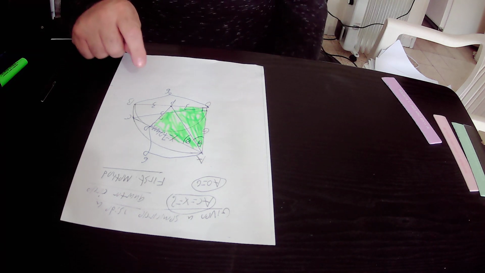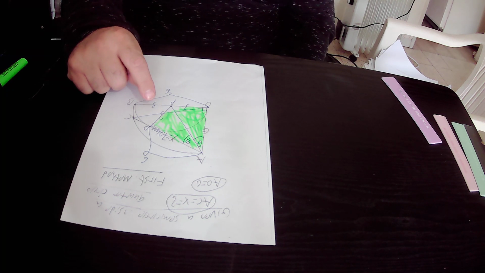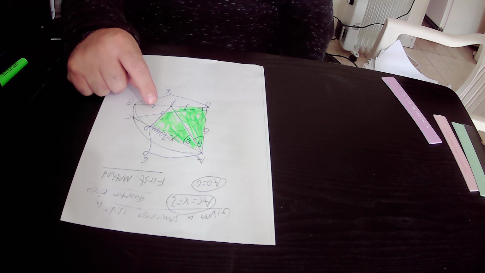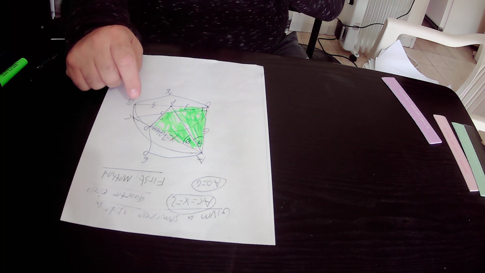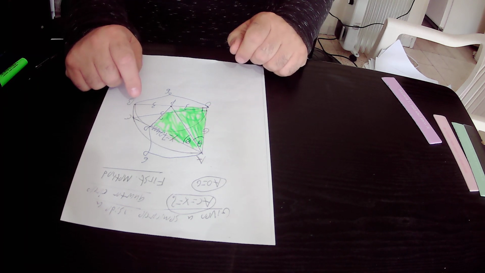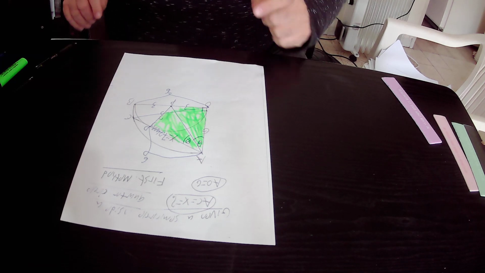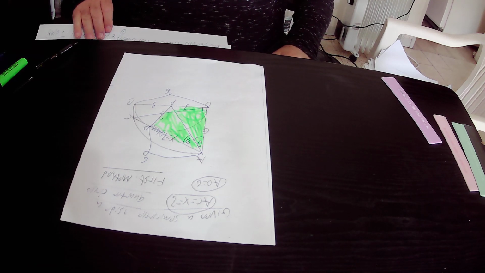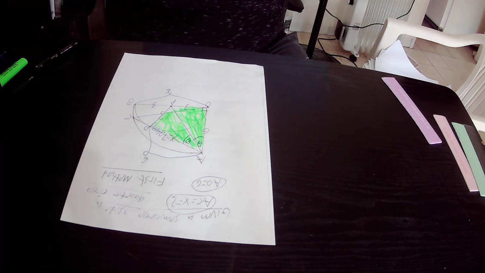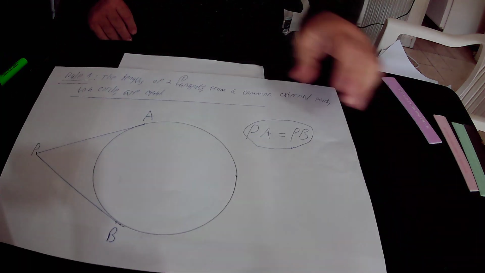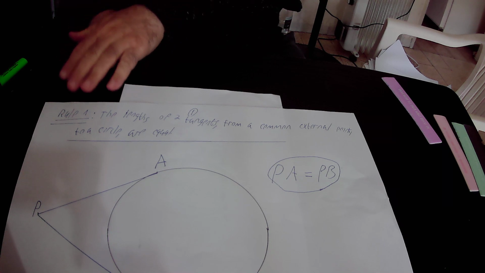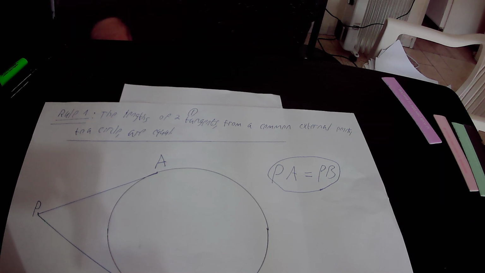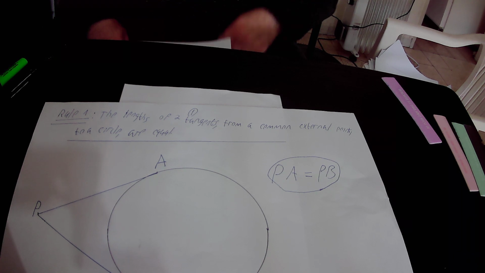So PD is the radius of the semicircle that is equal to 3 units. We join together points A and P by a straight line. And then I presented to you rule number 1. According to rule number 1, the lengths of two tangents from a common external point to a circle are equal.